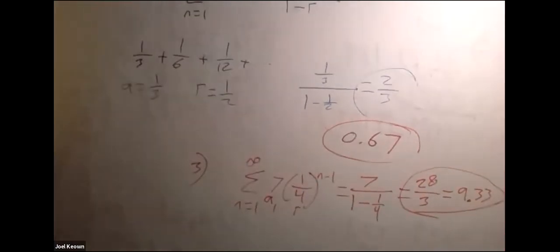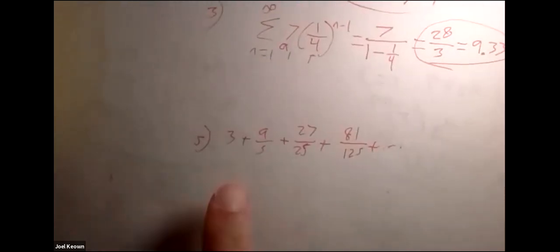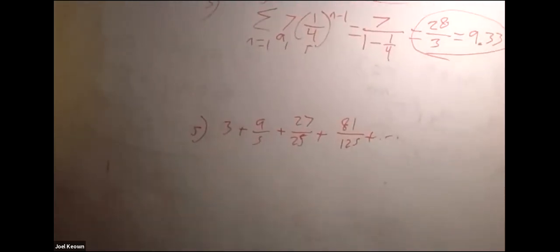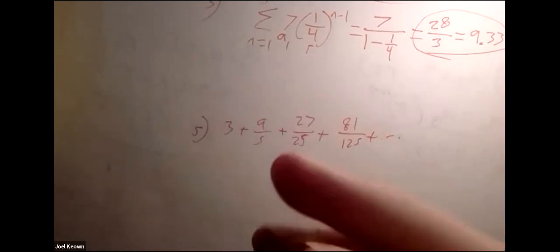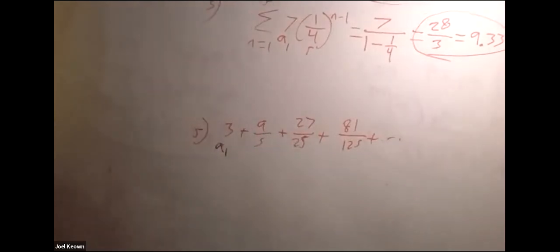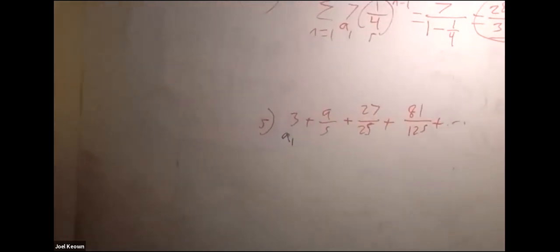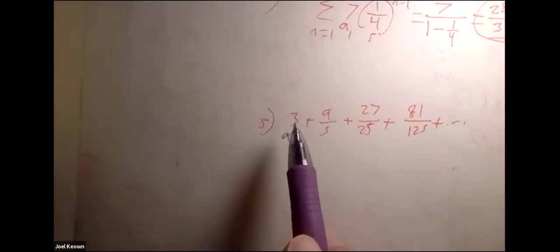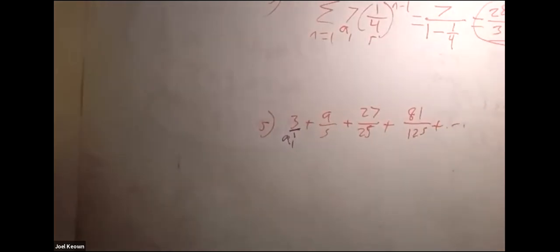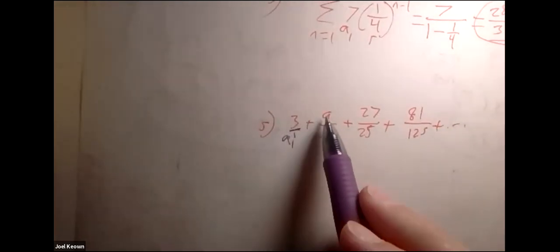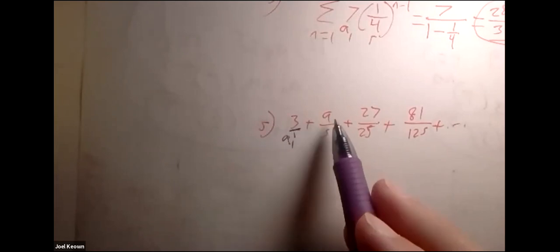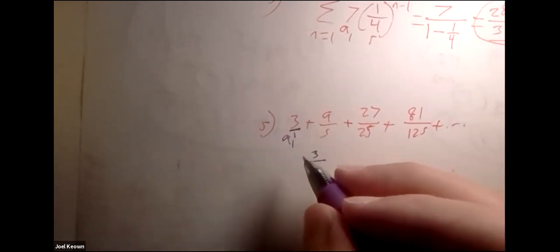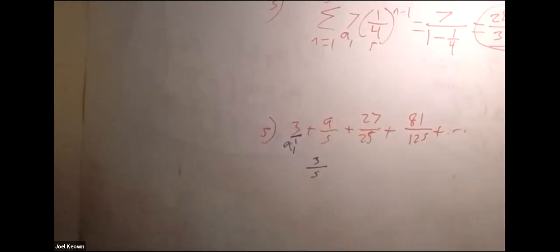And what if they don't look like that, though? What if they look like this? Well, I can still figure it out. The a sub 1 is pretty simple to figure out. There's a sub 1 right there. All right, what about my r? Well, what do I multiply this by to get this? It might be easier if I think of this as 3/1. Well, let's look at the top. 3 times what is 9? Well, 3 times 3 is 9. And 1 times what is 5? Well, 1 times 5 is 5.